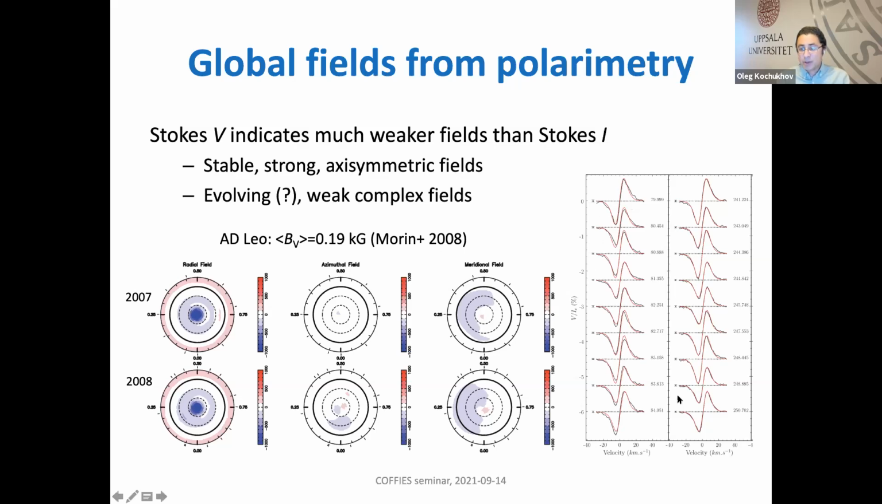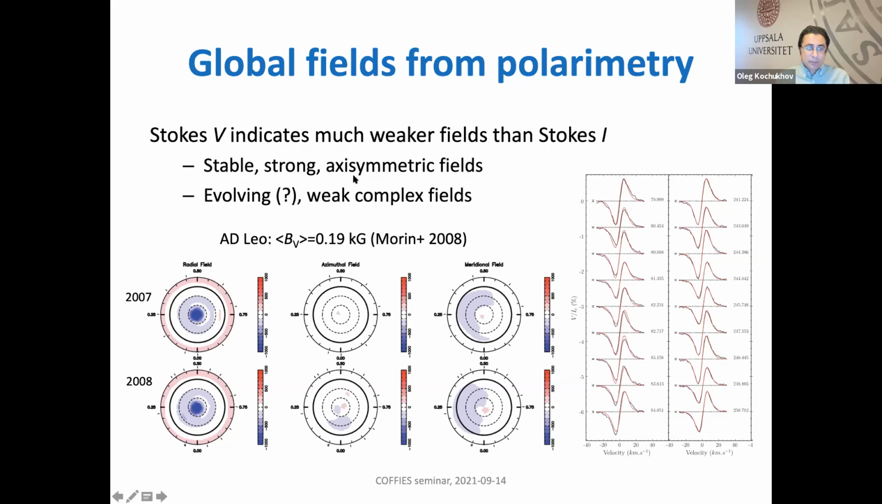And then this average polarization profile is modeled using some rather simple assumptions about line formation physics. Very often people use Milne-Eddington models, analytical solutions, or even the weak field approximation, which is a bit questionable maybe in this case, because the fields are not, well, at least some components of the fields are not necessarily weak.